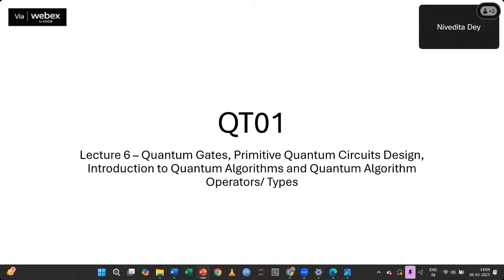What is a qubit there? So how to interpret a quantum circuit? That is altogether what our objective is for today.